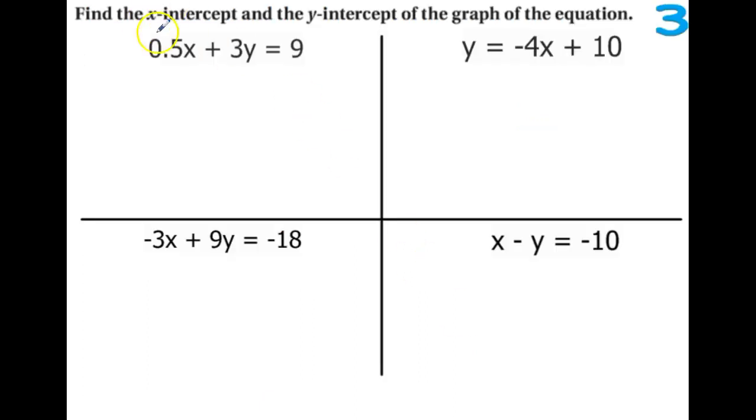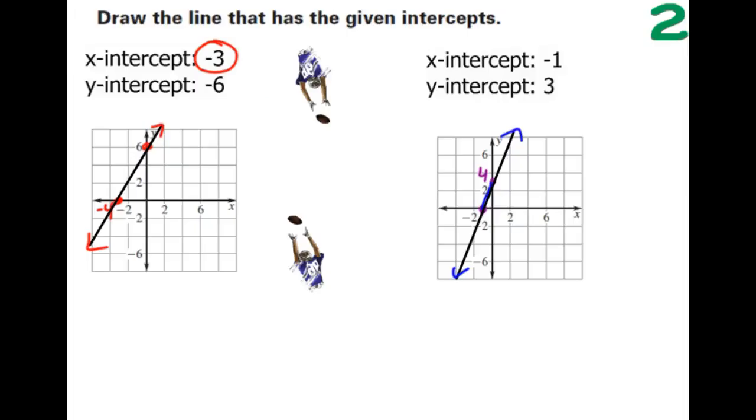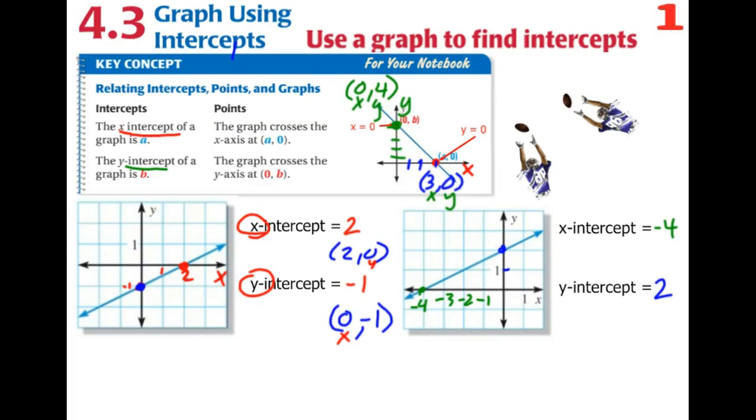Next, we're going to find the x-intercept and the y-intercept of the graph of the equation. We're going to do this without actually graphing it. So I'm going to draw a little squiggle here. On this side, we're going to find the x-intercept. I'm going to shorten that word. And on this side, we're going to find the y-intercept. Now back here, oops, too far.